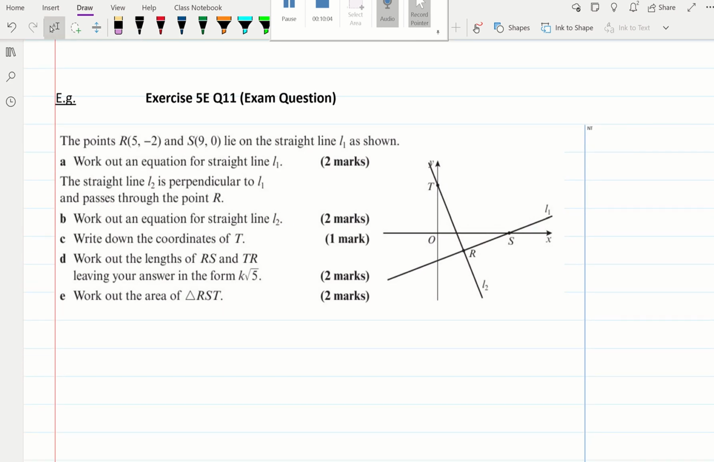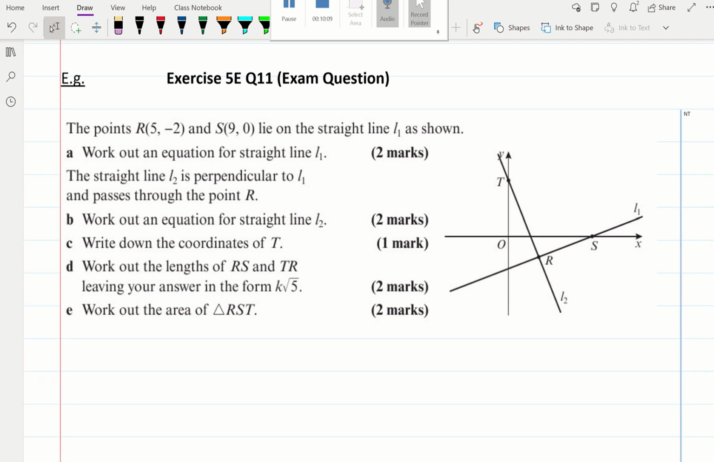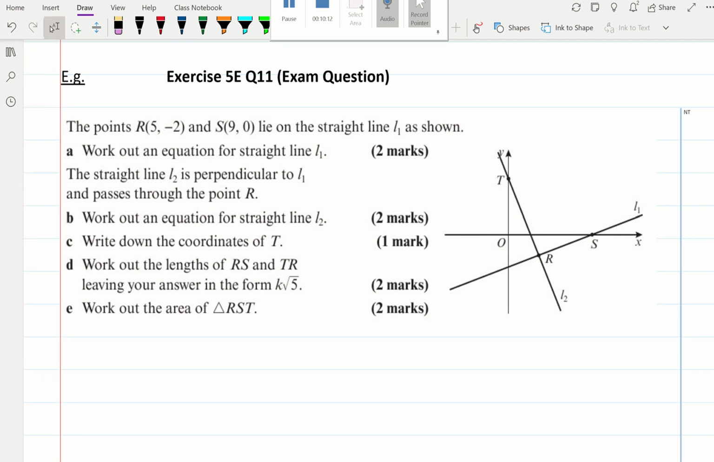And this is a question from the textbook, and it's an exam question, so I thought we'll go through it as the final example. The point R is 5, minus 2, and the point S is 9, 0. So this is 9, minus 2, and this is 5. And they lie on the straight line L1 as shown. Work out an equation for the straight line L1.